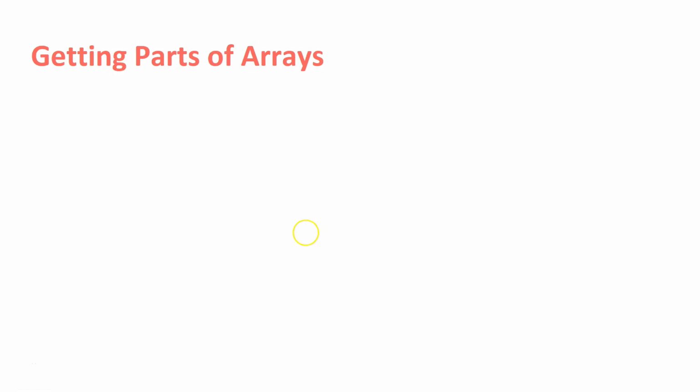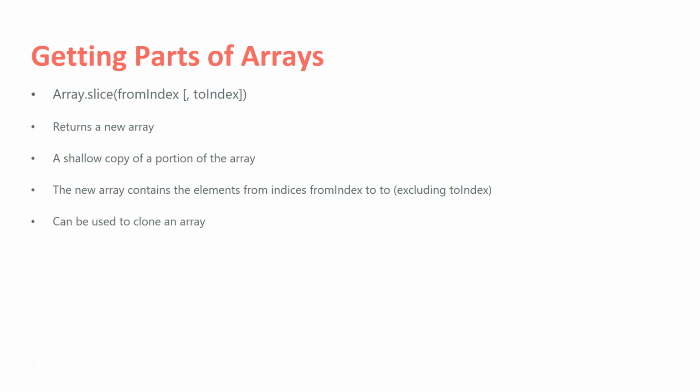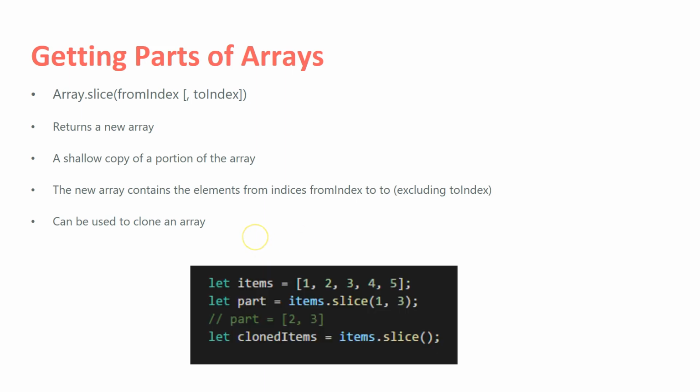So, getting parts of arrays. For that we have array.slice. Basically this returns a new array, a shallow copy of a portion of the array, and the new array contains the elements from index from to, excluding index to. This can be used to clone an array, and let's see how we can do it. I have my example with let items equal to a new numbers array with values 1, 2, 3, 4, and 5. Then I'm saying items.slice from first to third.